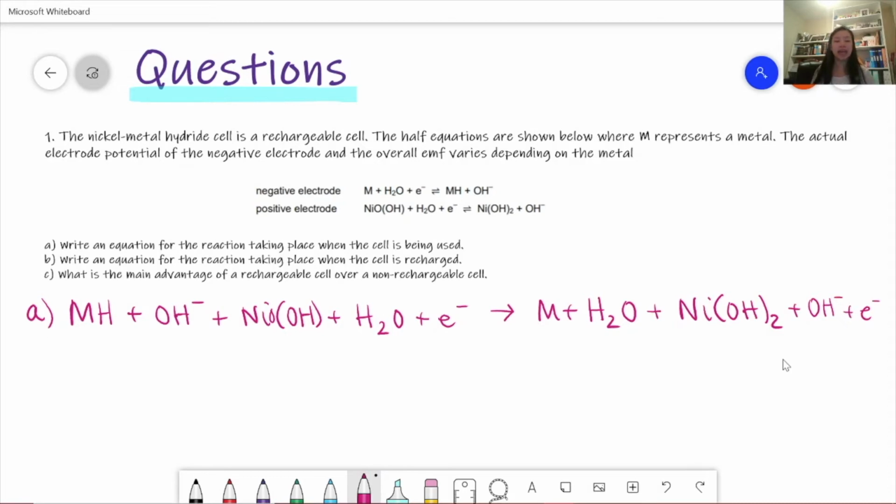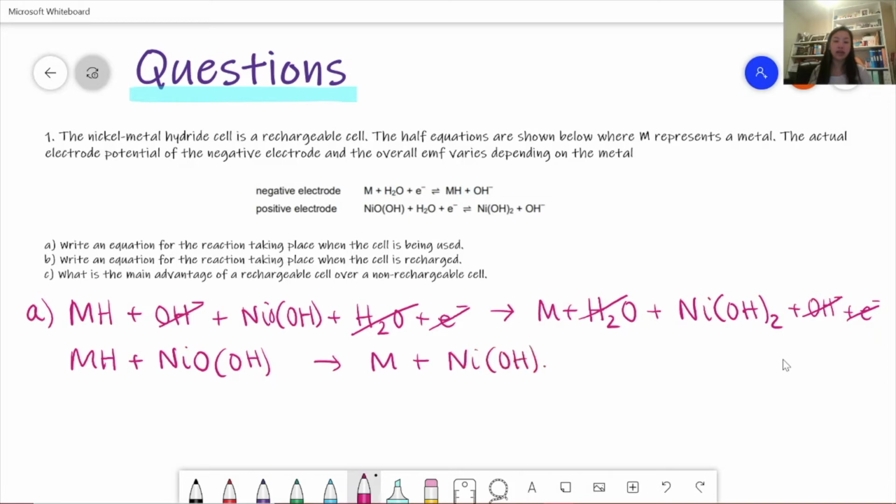And now we cancel the electrons, and actually the hydroxide ions cancel as well, so we cancel those out. And so we're left with MH plus NiOOH, plus, the waters cancel as well. So this forms M plus Ni(OH)2. And this is the equation for the reaction when the cell is being used.